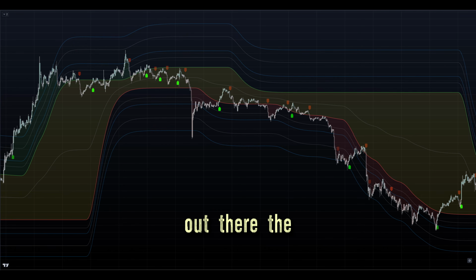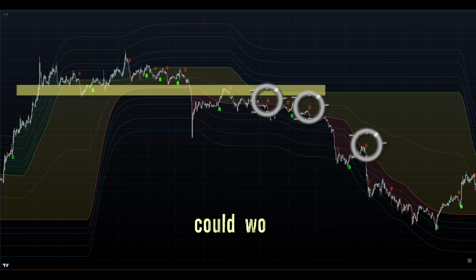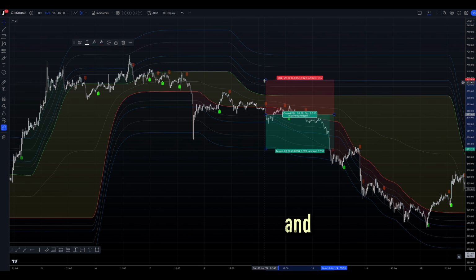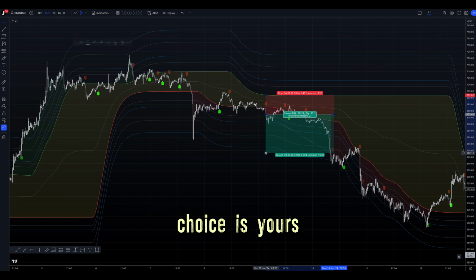So for the scalpers out there, the lower settings of 20 or 50 could work, but just know you're taking on more danger in exchange for those added opportunities. As long as you understand the increased risk and know how to manage it properly, the choice is yours.